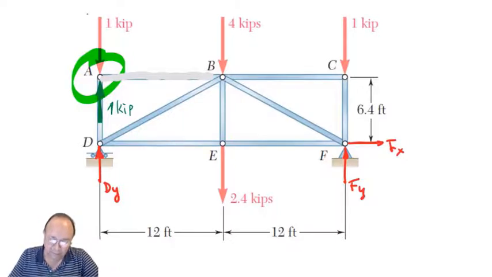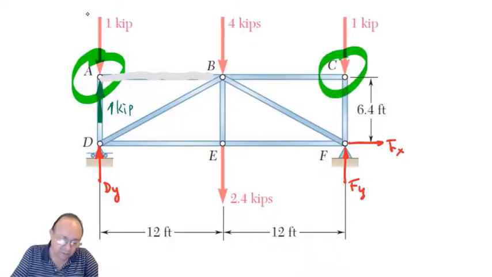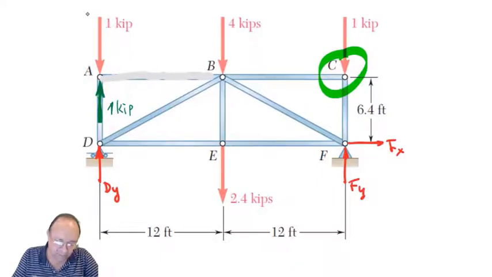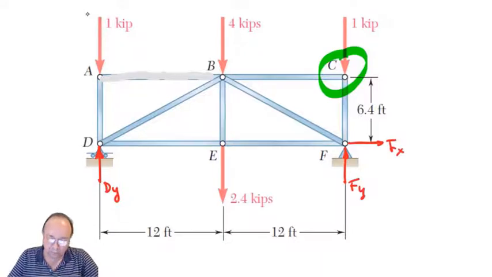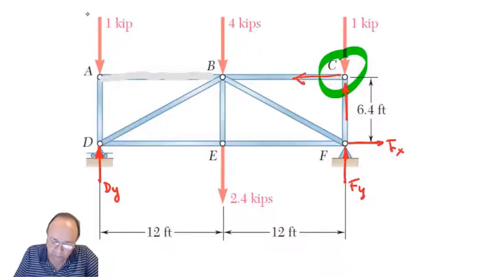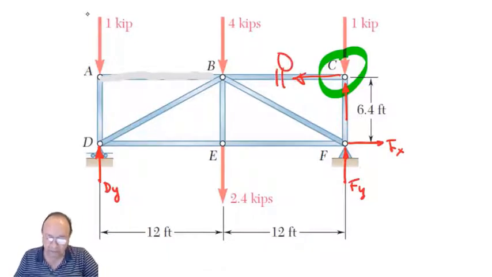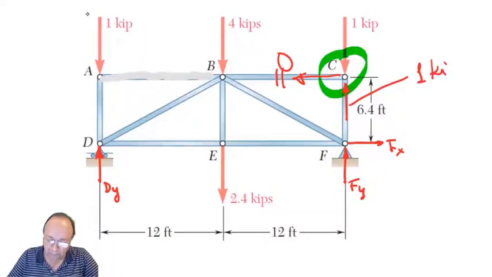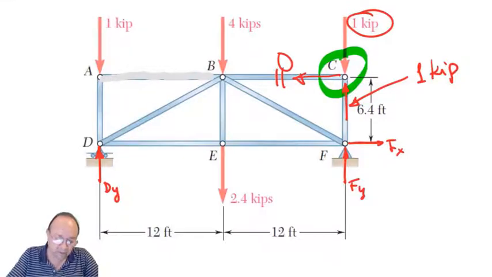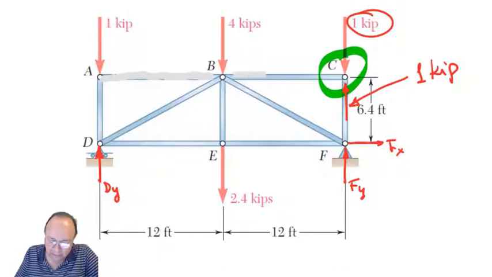Next, joint C, same case. Two forces collinear and one force at an angle. This one has to be 0. And this force has to be 1 kip, equal to this 1 kip here. So we can say that this bar doesn't hold any load.